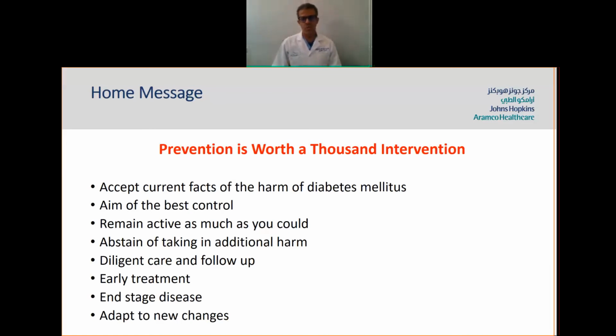And therefore, when one of those happens, then we have to adapt to the new changes and try to gain a new function and enjoy life again.